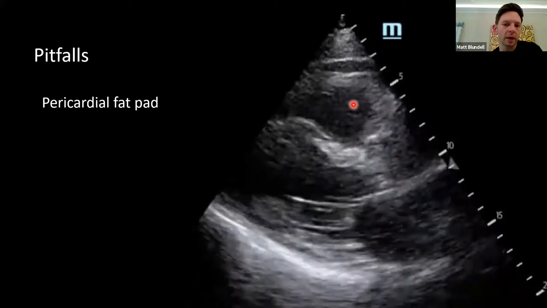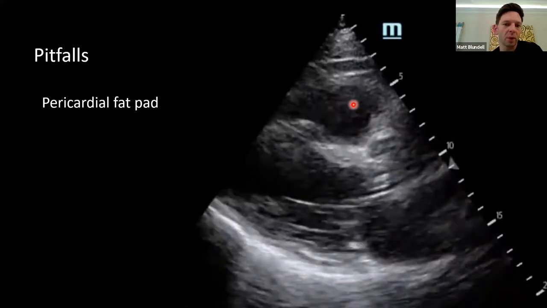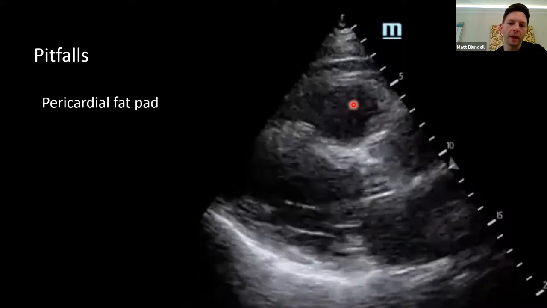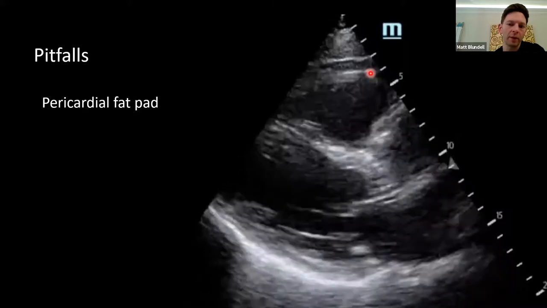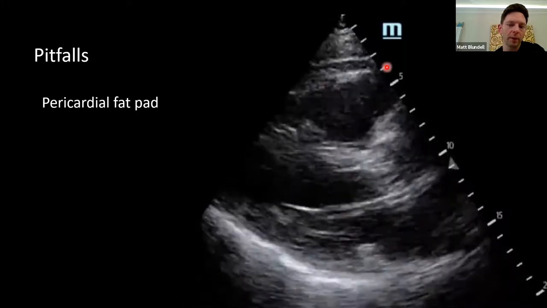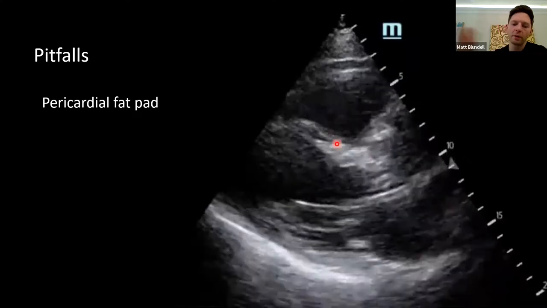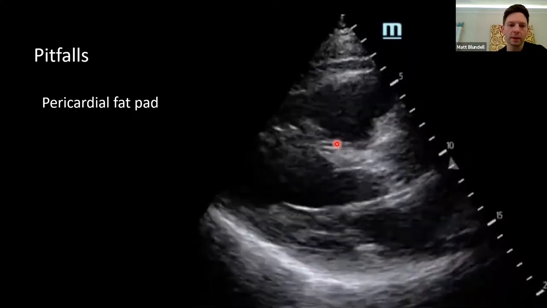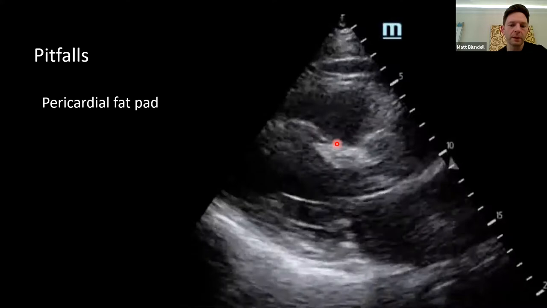I think that's obviously quite an isolated cohort of patients. If you can get loculated effusion, but I think more likely this sort of finding would be a pericardial fat pad. But yeah, if you look through different views, you fan up and down, you should be able to help differentiate between the two.